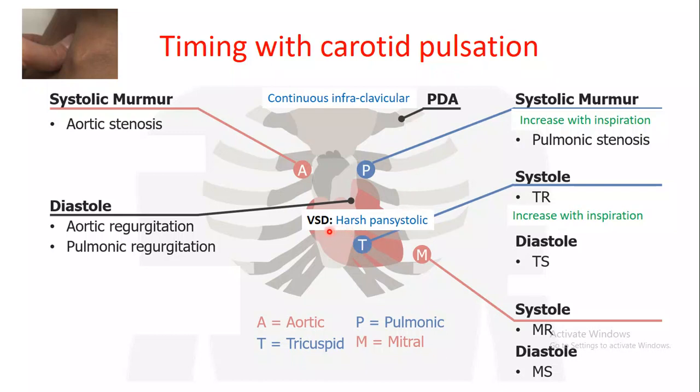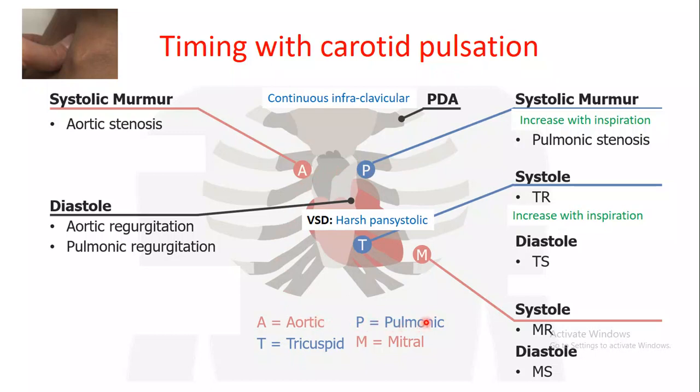Last thing is a harsh pan-systolic murmur over the fourth space, which is the best site to hear the murmur of ventricular septal defect. So as we said, we are auscultating in a Z-shaped manner: mitral, tricuspid, pulmonary, aorta. Then, if we hear a murmur, we comment on where we hear it, and then we time the murmur with the carotid pulse. If the murmur is heard with pulsation, this means this is a systolic murmur. A systolic murmur over the mitral or tricuspid valve is a regurgitant murmur. On the opposite side, at the pulmonary or aortic valve, a systolic murmur is caused by stenosis.